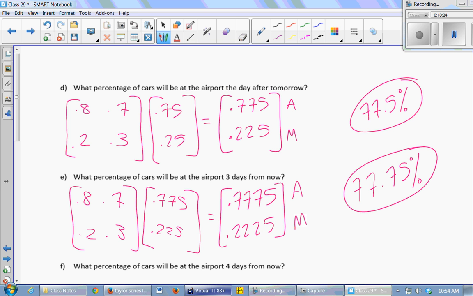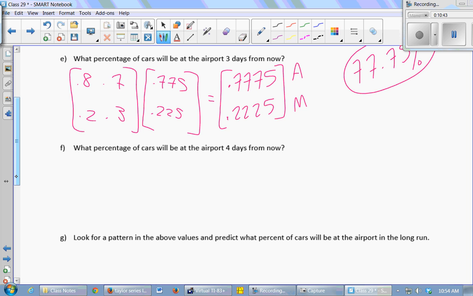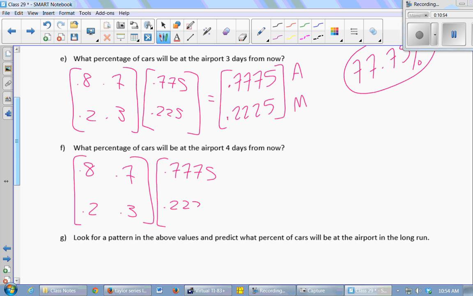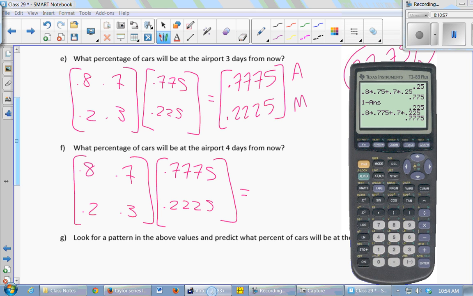That's great, Iris. Yeah, this is approaching a limiting value, and a really strong conjecture is that that limiting value would be 77.7 repeating percent for the airport, right? And then 22.2 repeating percent for Main Street. Let's do one more just to verify that conjecture. So I'm just going to add a 7 in here and a 2 in here.